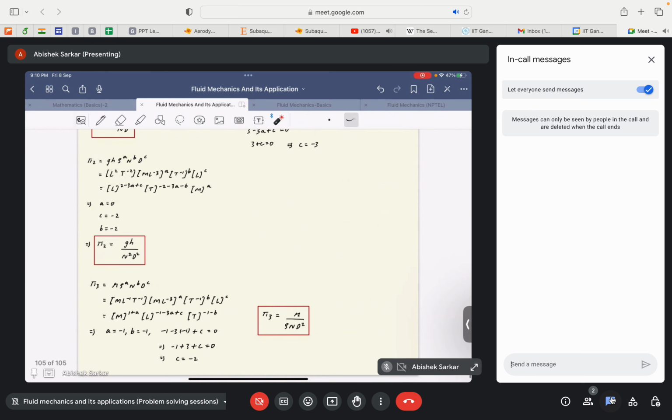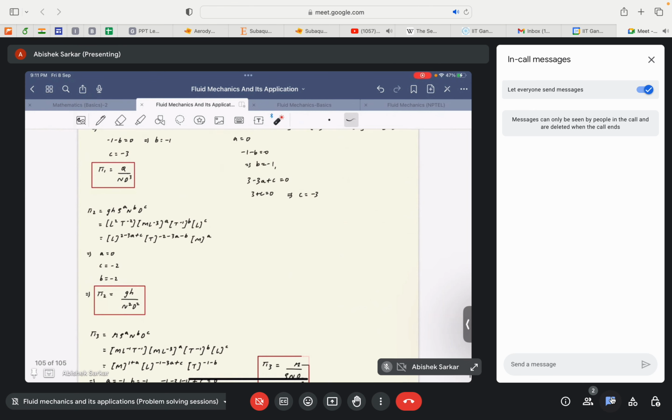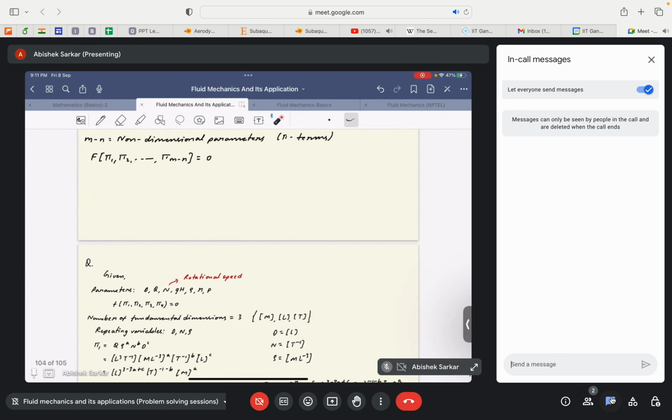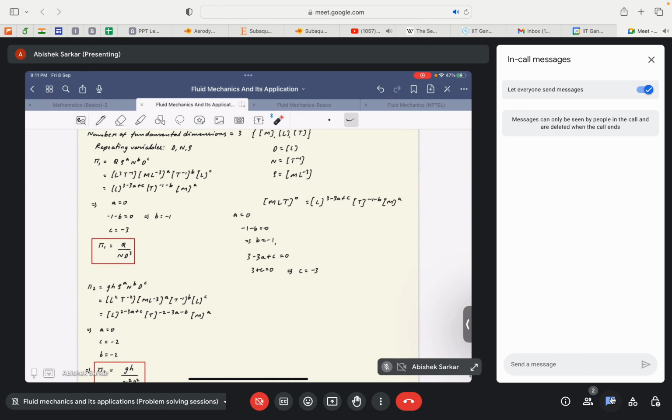Again for pi 3, we get mu would be equal to rho to the a, n to the b, d to the c, where mu has a dimension of M L minus 1 T minus 1. Then again dissociate the repeating variables in terms of the fundamental variables. So we get that pi 3 is equal to mu by rho n d square. I forgot to do it for p, but now you get an idea how to implement the Buckingham pi theorem. I guess we are well beyond our time.